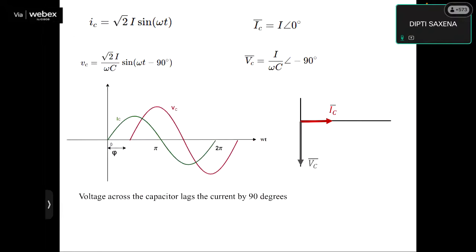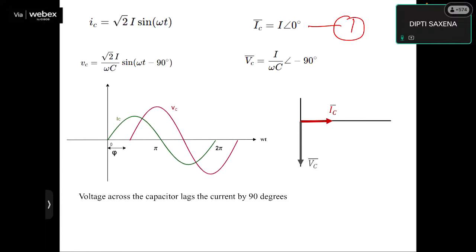Now let us draw the phasor diagram. So the phasor current Ic is equal to I angle 0. So Ic is drawn along the horizontal axis, and the phasor voltage Vc is equal to 1 upon omega C angle minus 90 degree.